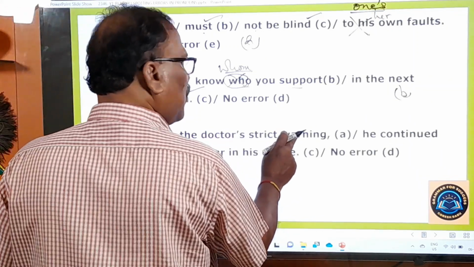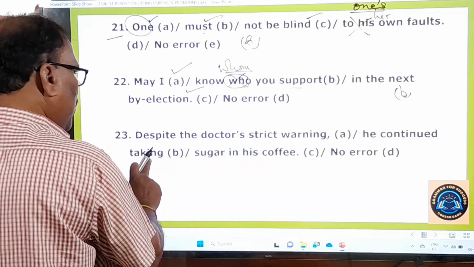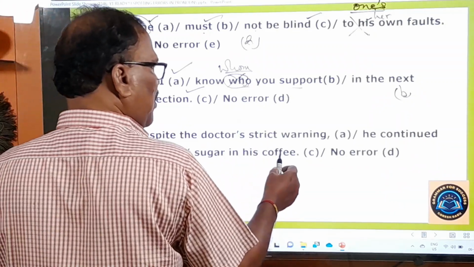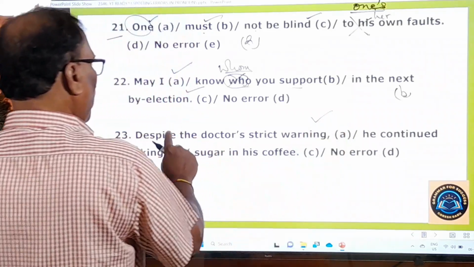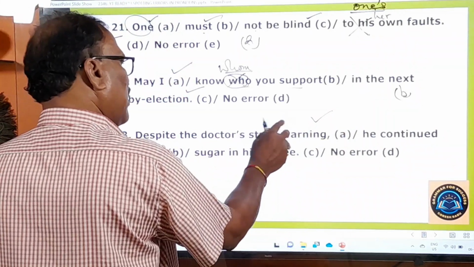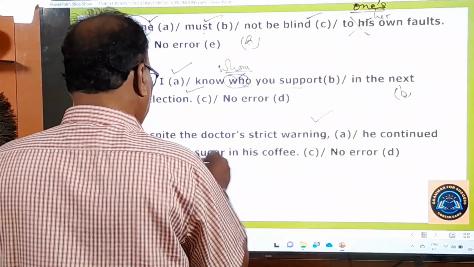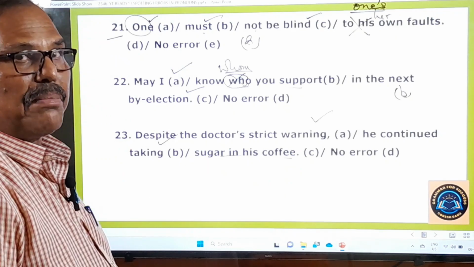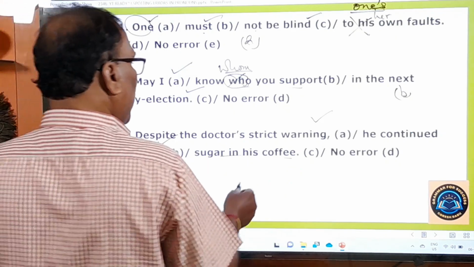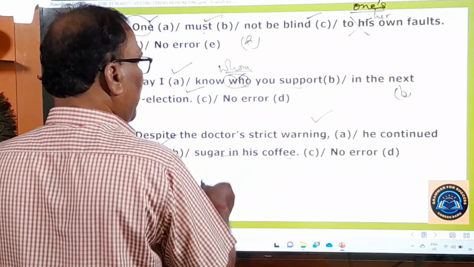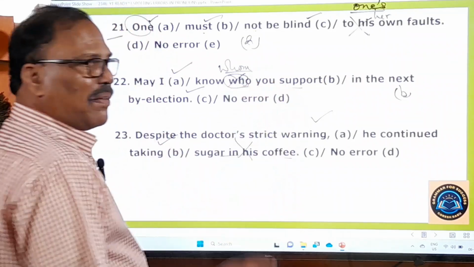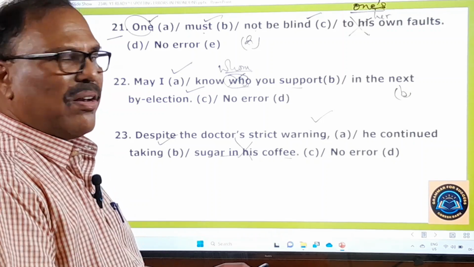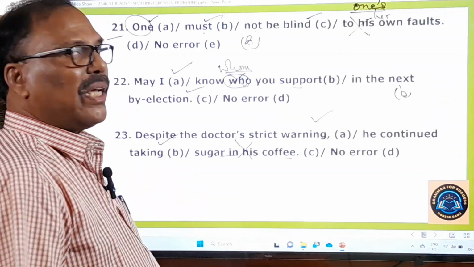Then, despite the doctor's strict warning, he continued taking sugar in his coffee. Look at this sentence. In the A part, there is no mistake. Despite the doctor's strict warning, absolutely correct. He continued taking, B part is okay, no mistake at all. Sugar in his coffee, there is a mistake. You cannot say in his coffee, in my coffee. You should say sugar in coffee. It's general. He continued taking sugar in coffee.